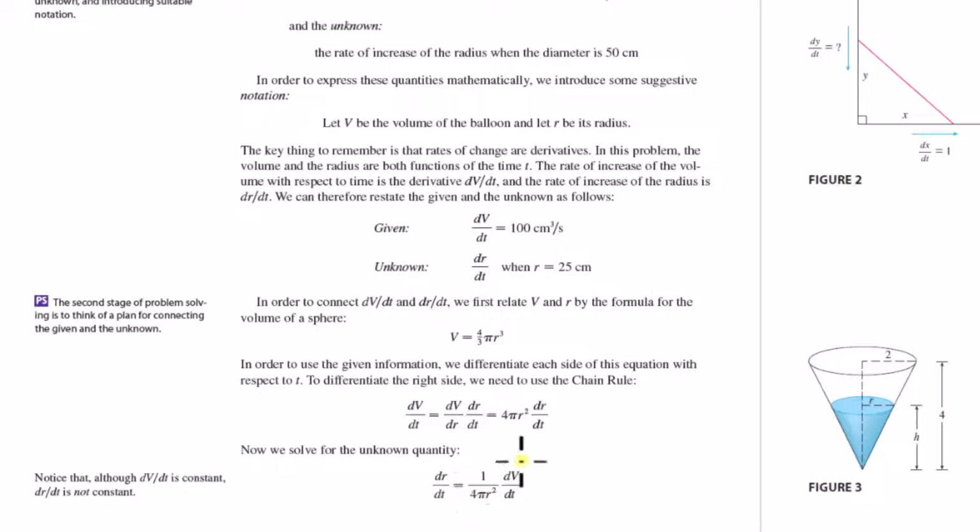We need to substitute values in here. We have 1 over 4 pi, that's constants. Okay, we have r squared dv dt. Well, we know dv dt. That's what we're given at the start of the problem. That's 100 cubic centimeters per second. Now, this problem's not so much of a challenge, but sometimes I found it confusing when to make the given rate of change negative and when to make it positive.